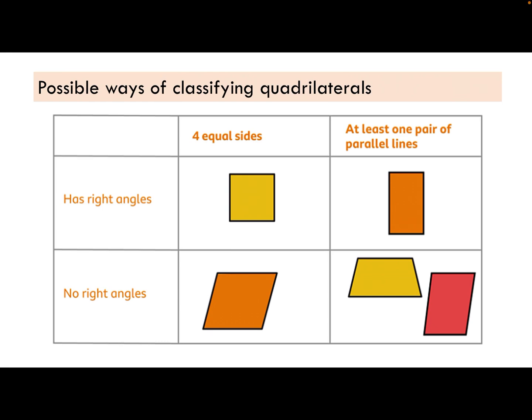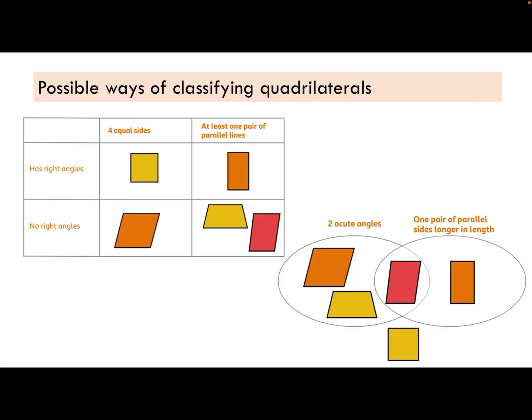Here is a way of classifying quadrilaterals. So if it's got four equal sides, we can put them in here. If it's got at least one pair of parallel sides, it can go in here. Has right angles, has no right angles. Do you know what this diagram is called? We call it a Carroll diagram. We use it for sorting. We've used it before, but we did it with numbers, so you might have odd and even. It's a brilliant way to separate and classify things.